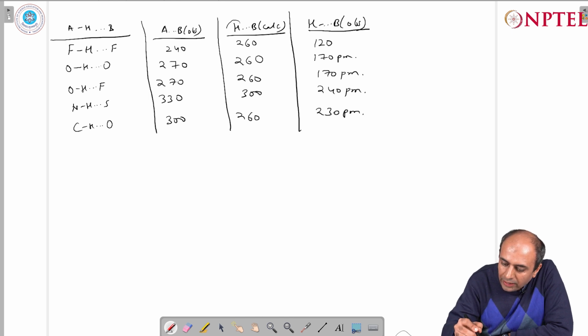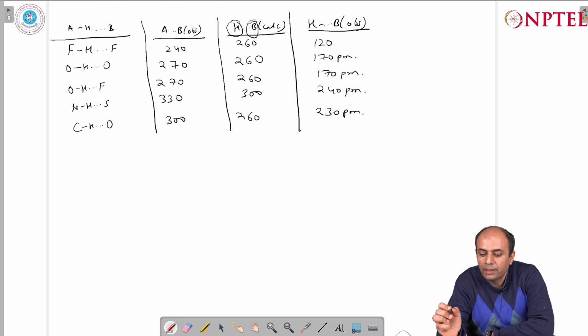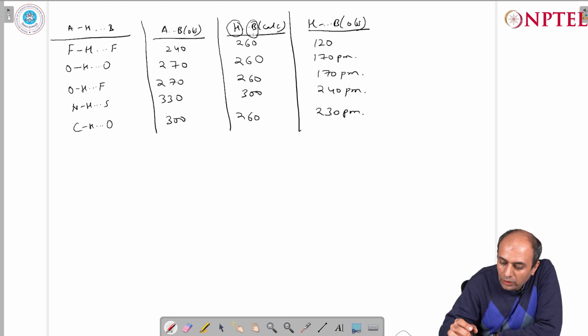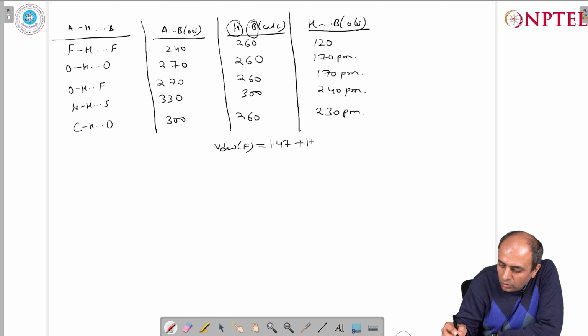You can see that in all the cases, this is calculated based on the sum of the van der Waals radii of hydrogen plus the B. Say you have fluorine. For example, the van der Waals radius of fluorine is around 1.47 angstrom plus hydrogen is around 1.2 angstrom. So this comes out to be around 2.67 angstrom, that is around 267 picometer. There can be some variations, but essentially this is what it is.